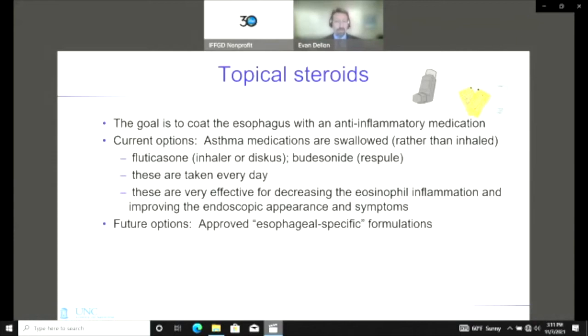And some medications that are used may be fluticasone, where you puff an inhaler into your mouth and swallow it, or budesonide, where you may mix a liquid into a syrup and swallow it. These are taken every day and are quite effective for decreasing eosinophils in the esophagus, improving symptoms, and improving the endoscopic appearance. And within the next couple of years, if not sooner, hopefully there will be approved esophageal specific medicines, so medicines designed for the esophagus, not for asthma. And in fact, one of these medicines is what's approved in Europe and Canada.